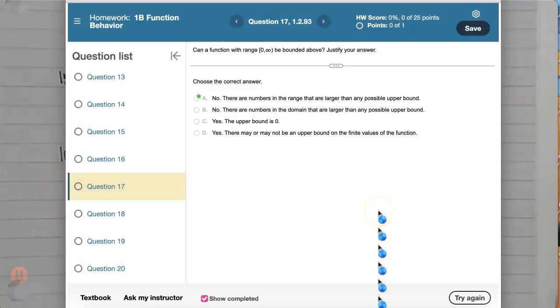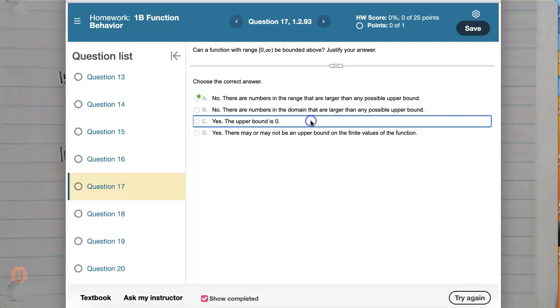Okay, number 17. Can a function with range 0 to infinity be bounded above? Justify your answer. If the range has no upper limit, it goes all the way to infinity, it can't be bounded above. So you're going to look for whichever statement reflects that. In this case it's A: no, there are numbers in the range that are larger than any possible upper bound. Some options talk about the domain, so be very careful that you select the correct one.